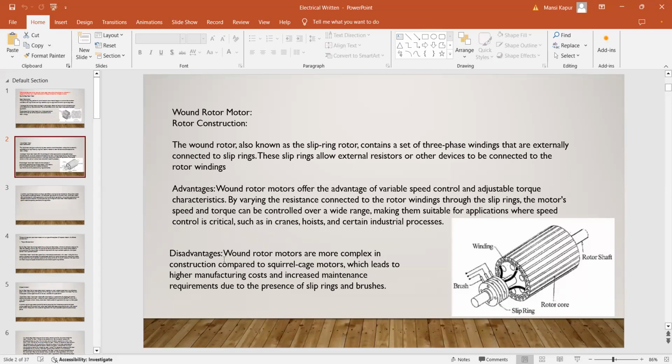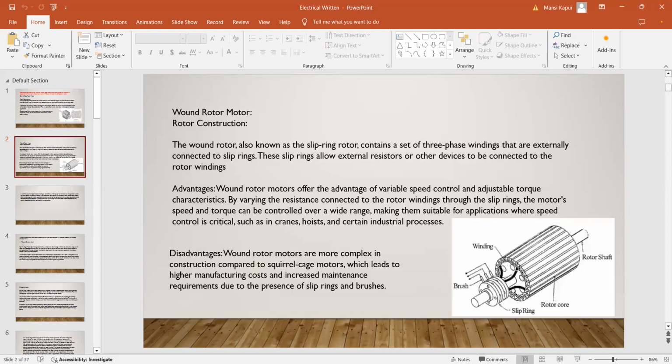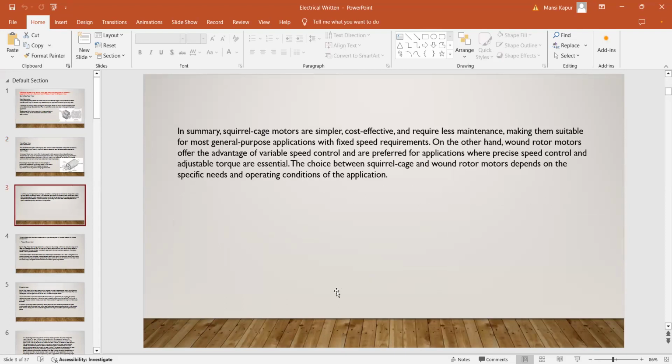What are the disadvantages? Wound rotor motors are more complex in construction compared to the squirrel cage. Can you see? The construction of this one is very simple, whereas when we look at the wound rotor, it is complex compared to the squirrel cage, which leads to high manufacturing cost and increased maintenance requirement due to the presence of slip rings and brushes. So this is the summary.